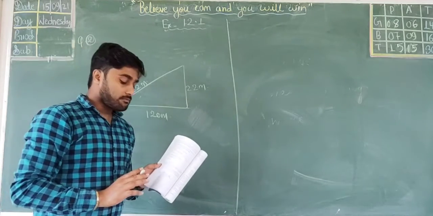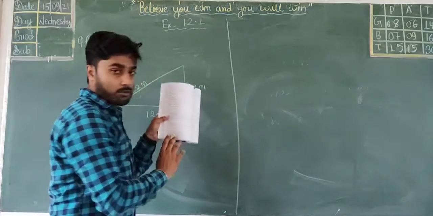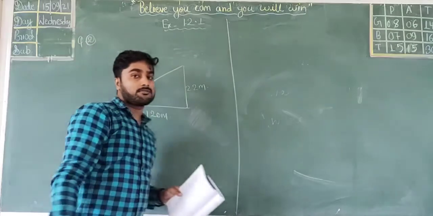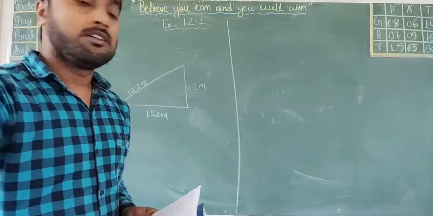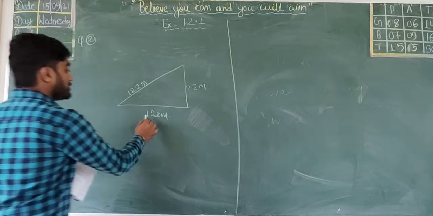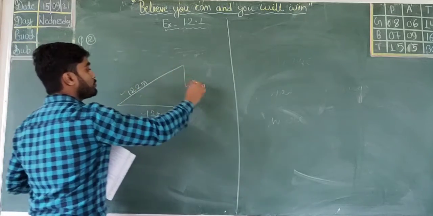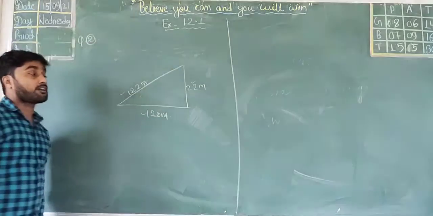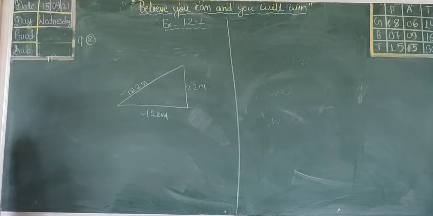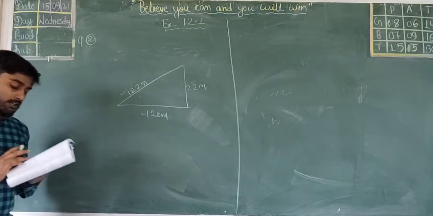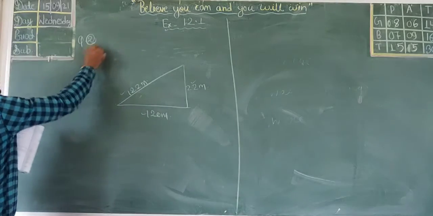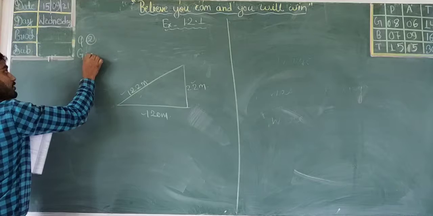Check that diagram from your book, and only the triangle is taken from there. The measurements of this triangle are 120 meters, 122 meters and 22 meters. These three sides are given. Firstly, I have to mention the given part, what is given in the question.